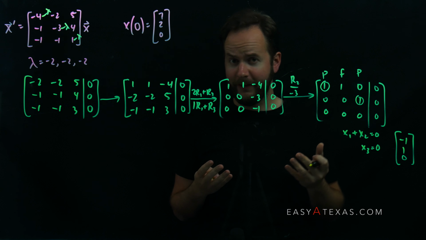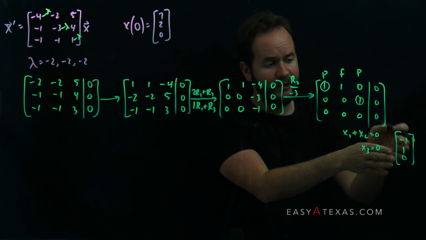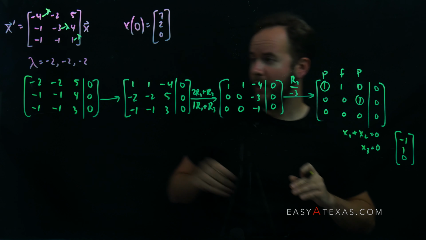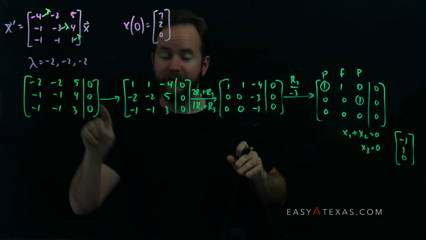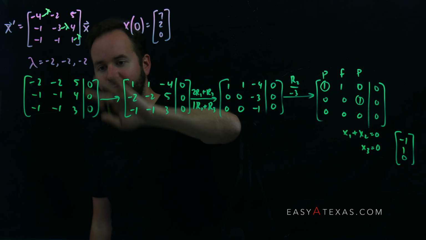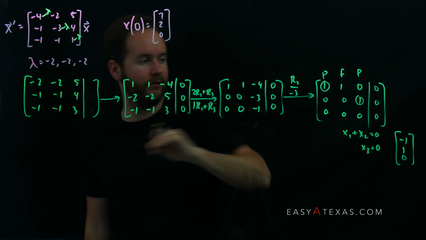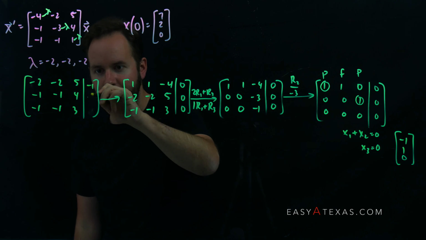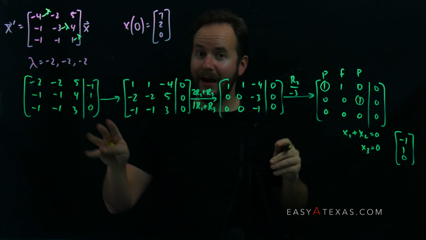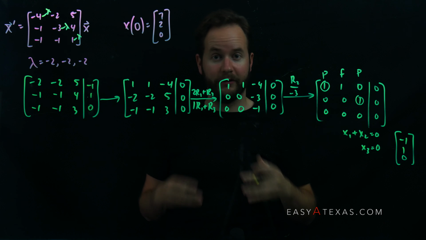So how do I go and find that second eigenvector? I've got to take this vector here, -1, 1, 0, and augment, instead of a column of zeros, augment it with the vector I just found. So I'm going to replace these zeros with -1, 1, 0. And once I do that, I row reduce all over again and find a new eigenvector. So watch, here I go.